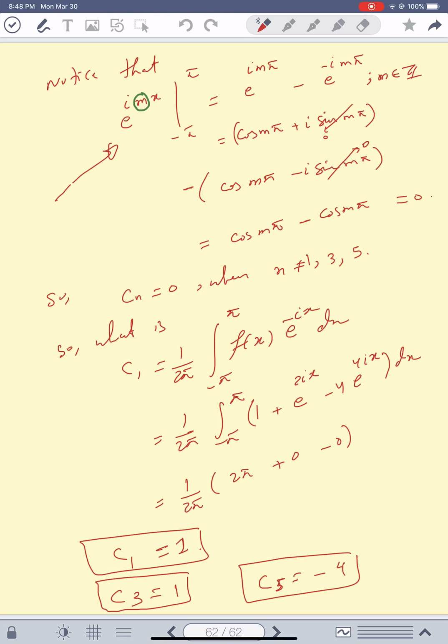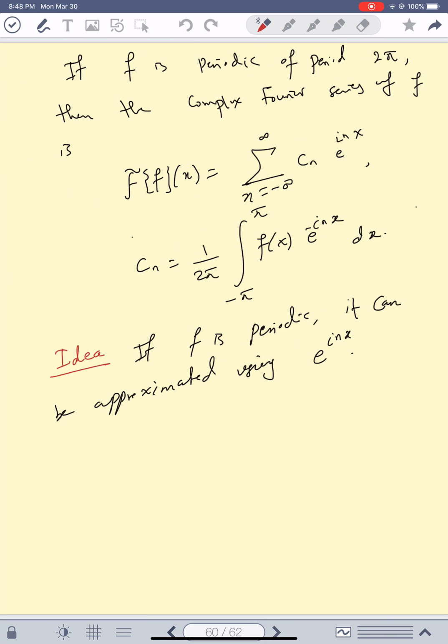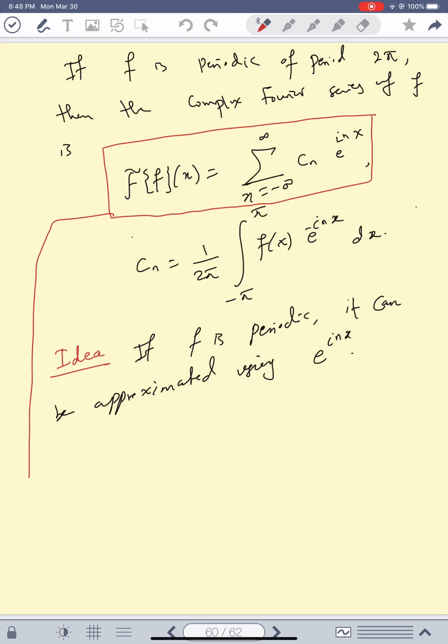c5 is exactly -4. What are these values? If you go back, we need to understand all this stuff. If you go back to the general form of the complex Fourier series, what is the Cn? The Cn is the coefficient of e to the inx. So if you say C1, what is C1? It's the coefficient of e to the ix. What is C2? It's the coefficient of e to the i2x, and so on.